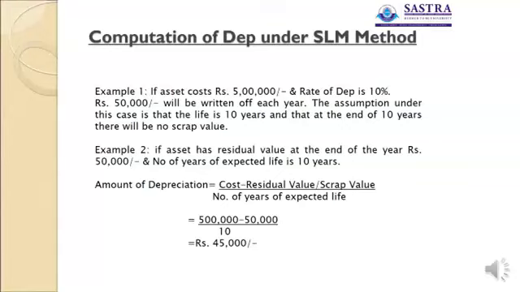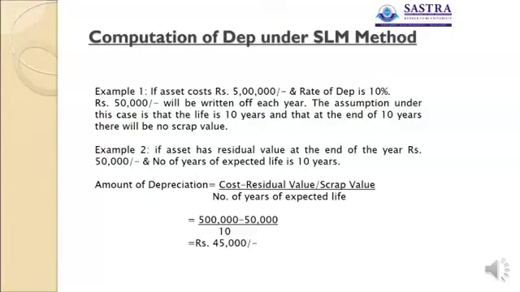And example 2: if the asset has a residual value of 50,000 at the end, and the number of years of expected life is 10 years, how would you calculate the depreciation amount and the depreciable amount? See here, 10 years, no scrap, and at the end of 10 years, what is the asset cost? 5 lakhs, 10% depreciation, 50,000. So 50,000 into 10 years, the asset's value will become 0.